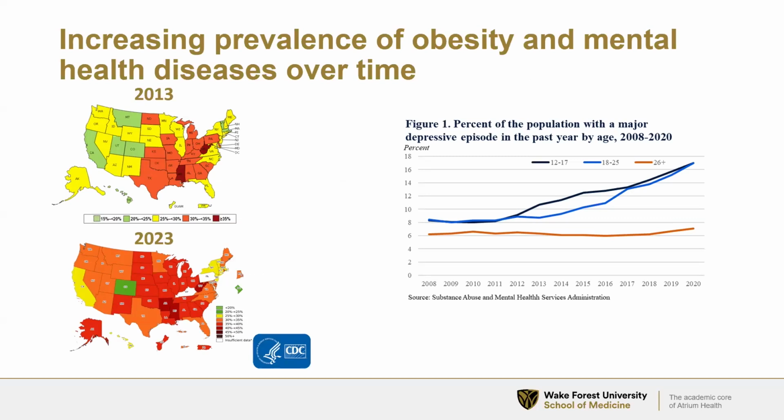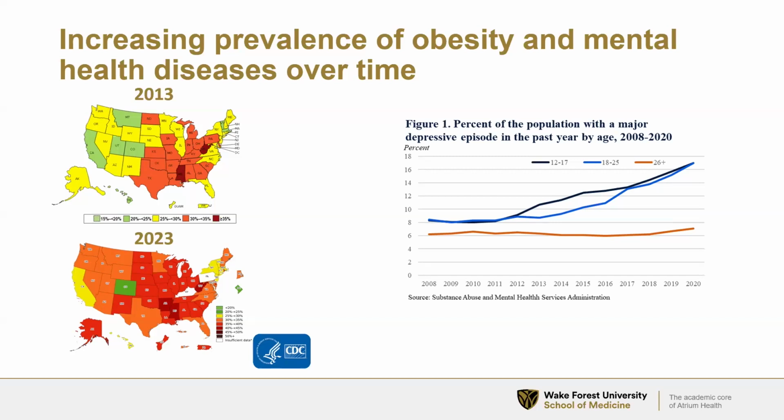Yeah, thank you. So I think all of us know that both obesity and mental health diseases are increasing. I've put up 2 CDC maps, one in 2013, the other one in 2023, that's for obesity. And as the colors get darker, that means the prevalence of obesity is increasing. By 2030, it's expected that most states in the United States will have about 50% of people who are obese.